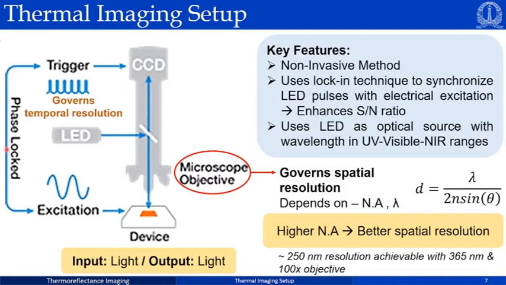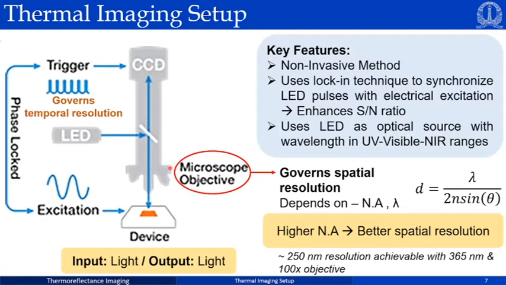Okay, so if one looks at the thermal imaging characterization, it basically takes light as the input, because here light is incident from the LED source, and it gives light as the output because it is measuring reflectivity changes.